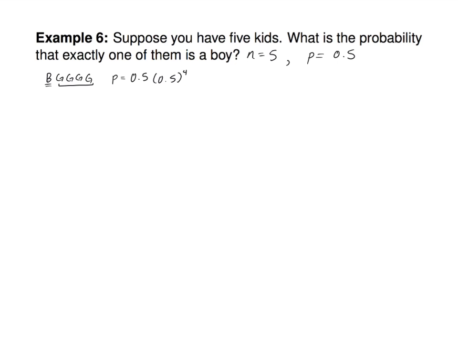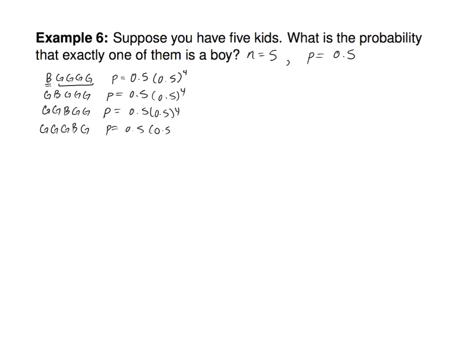Is that the only way to have 1 boy out of 5 kids? What else could have happened? Girl, boy, girl, girl, girl. Is the probability going to change? No. How many? There's, I think, 3 more ways. Girl, girl, boy, girl, girl. Will that probability change? Nope. Could have been girl, girl, girl, boy, girl. Same probability. And what's the final option? Boy last. Yeah, boy last.